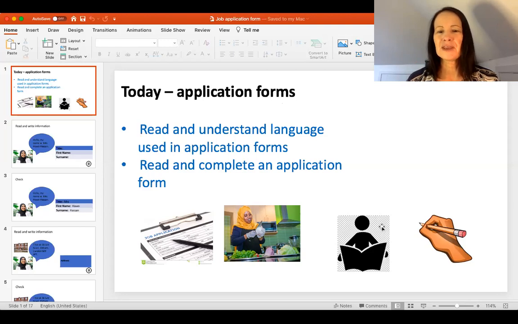So first of all, today you're going to focus on reading and understanding language used in application forms. Read and complete an application form. So it's going to involve some writing today too.